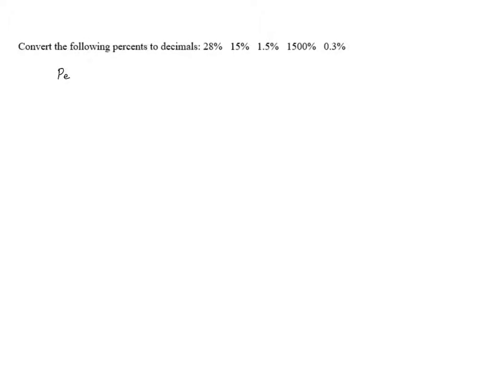So the word percent actually means out of 100. Per means of or out of, and cent means hundred. So a number that's a percent is that number out of 100. If we start by looking at 28%, what that means is 28 out of 100. So we can write that as a fraction if we wanted to.